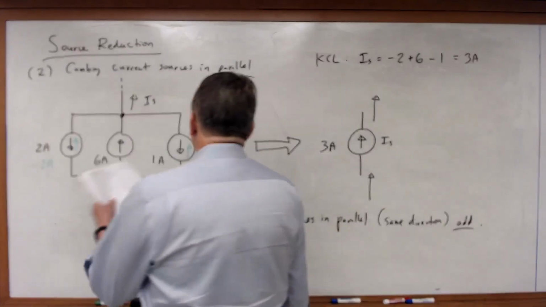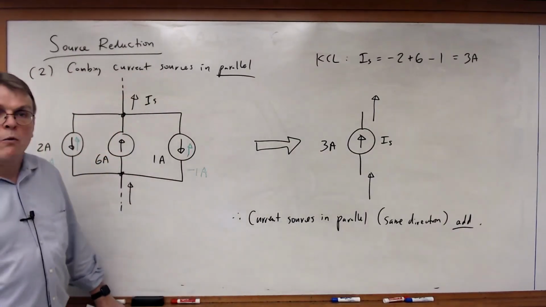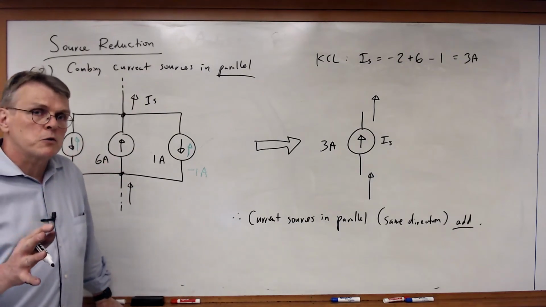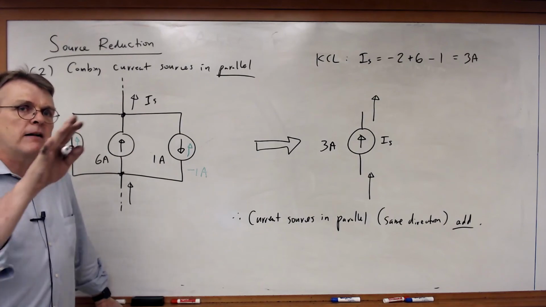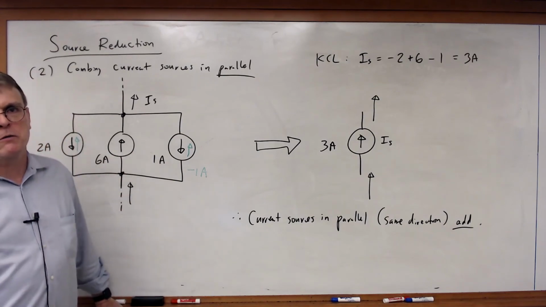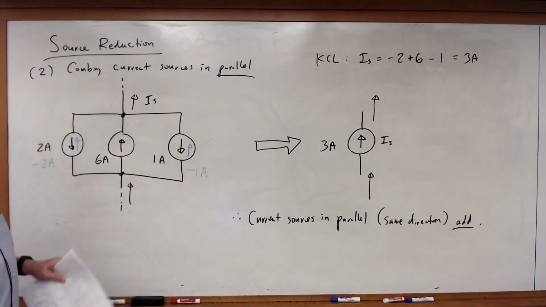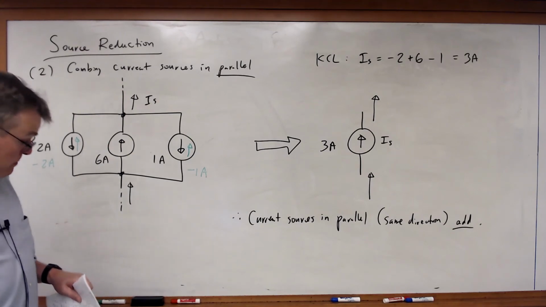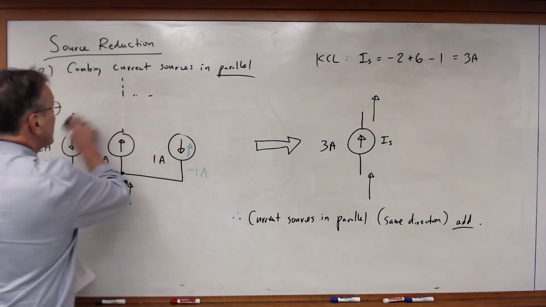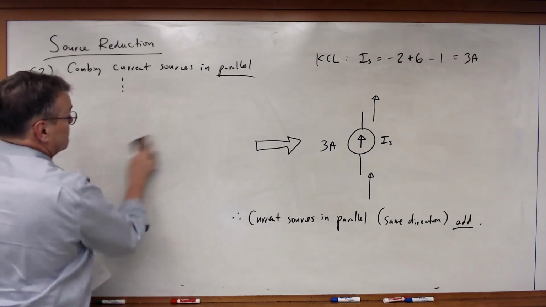So I can now take voltage sources or current sources and combine them, but I can't mix them together. I can't combine a current source with a voltage source. Now, of course, these are independent sources. Can I make this work with a dependent? Sure, as long as it's the same type.